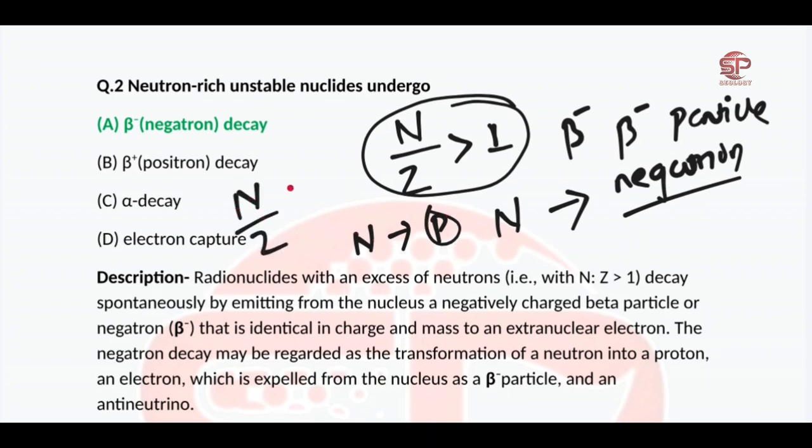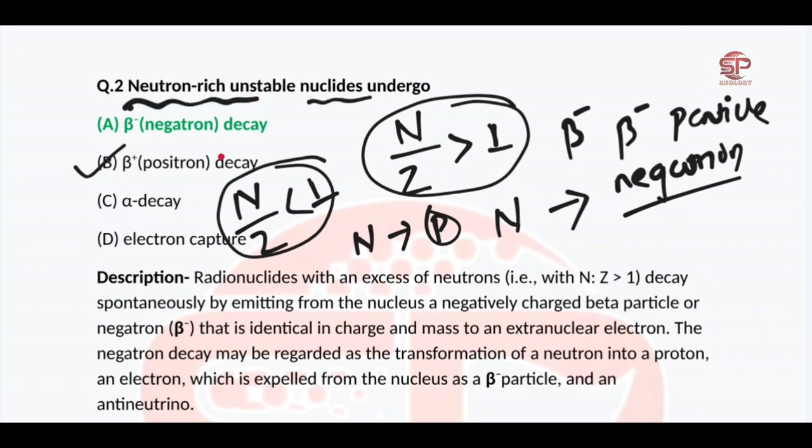If neutron by proton ratio is less than 1, then there will be beta plus decay, or what will be called positron decay. So here it is asking about the neutron rich unstable nuclei decay. So it will be beta minus decay, because beta minus decay occurs when neutron by proton ratio is greater than 1. So your neutrons will be more, so it will emit a beta particle to convert to a proton. So the answer will be A.